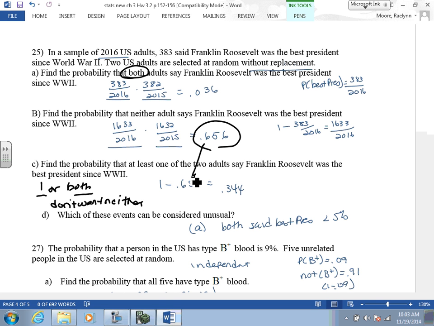Yes. So the first time around you have that's the first person. Then we remove that person and we take one away. You took one away before you started, right?